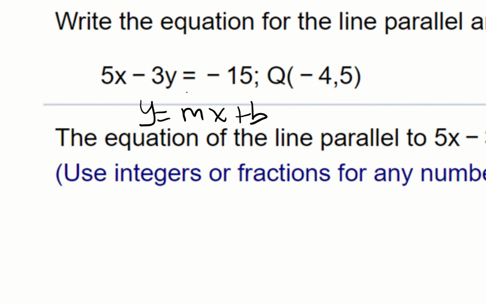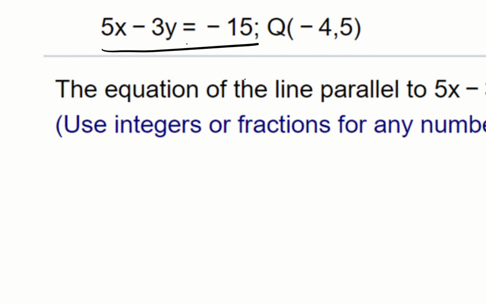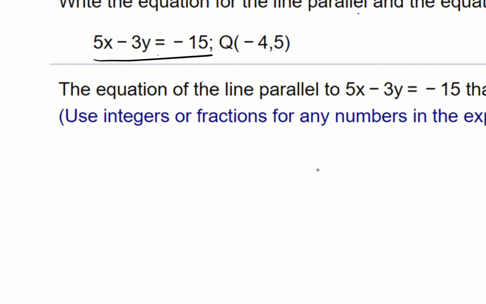So first off, we have to convert this to y equals mx plus b so that we can pick off the slope from the equation. Otherwise we don't know what the slope is. Once we figure out that slope, then we can use that slope for the new line that is parallel to it. So my first step here is converting that to slope-intercept form.